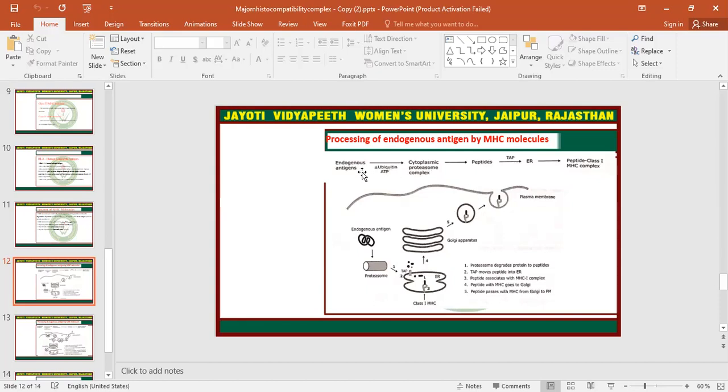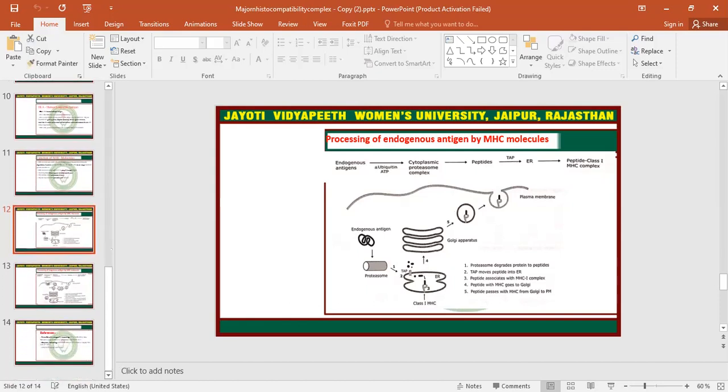So first, the endogenous antigen will come and go to the proteasome complex. There will be formation of some peptides, and these peptides will then move to the ER where MHC molecules are there, and then the MHC molecule will present these peptides to other cells outside the cell. So this is the processing of the endogenous antigen.